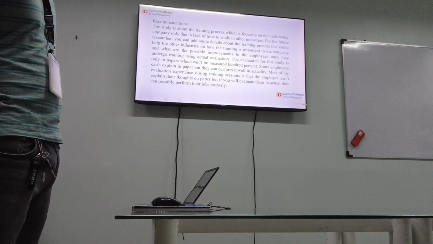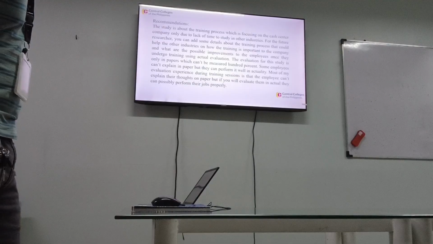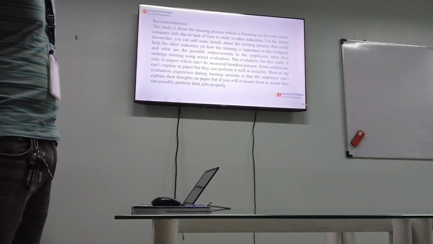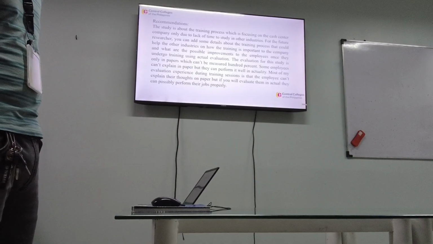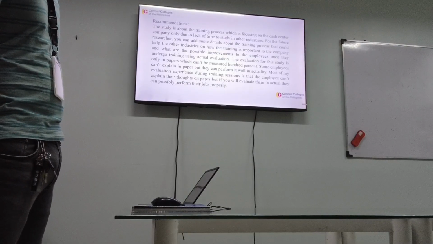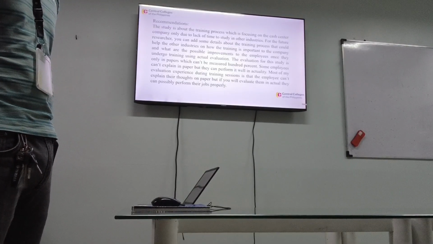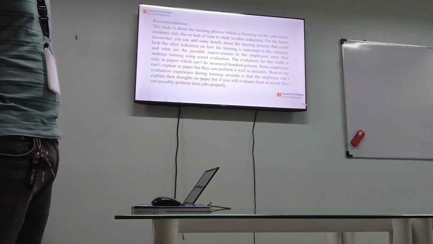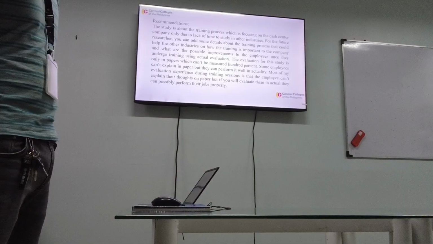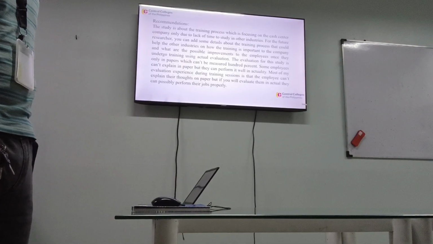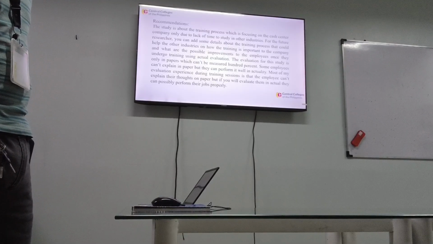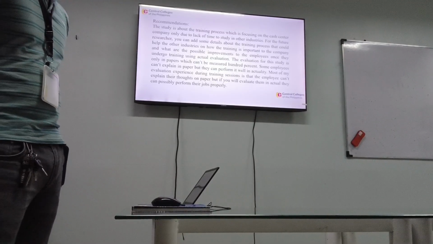For the future researcher, you can add some details about the training process that could help other industries on how the training is important to the company and what are the possible improvements to the employees once they undergo training using actual evaluation. The evaluation for this study is only on paper, which cannot be measured 100%. Some employees can explain on paper, but they cannot perform well in actuality. Most of my evaluation experience during training sessions is that the employee can explain their thoughts on paper. But if you evaluate them in actual, they possibly cannot perform properly.